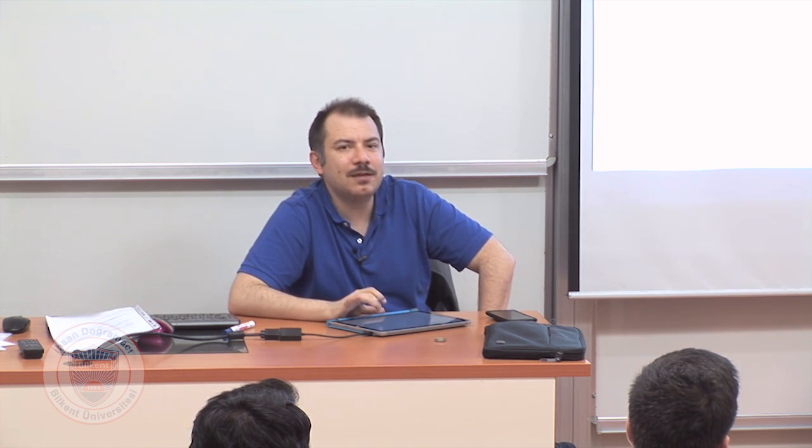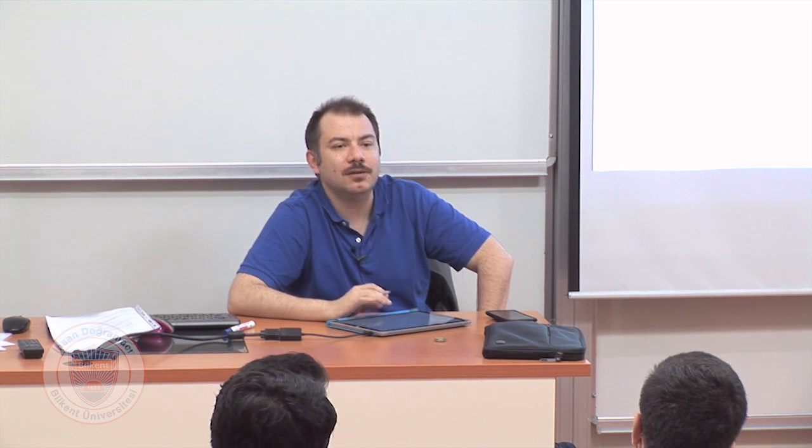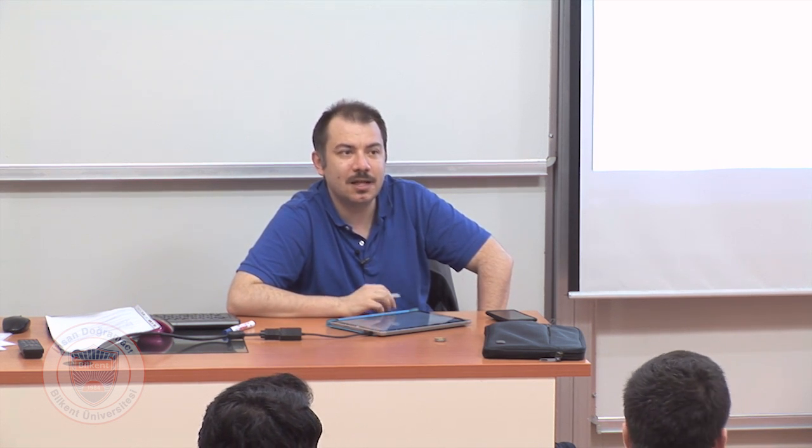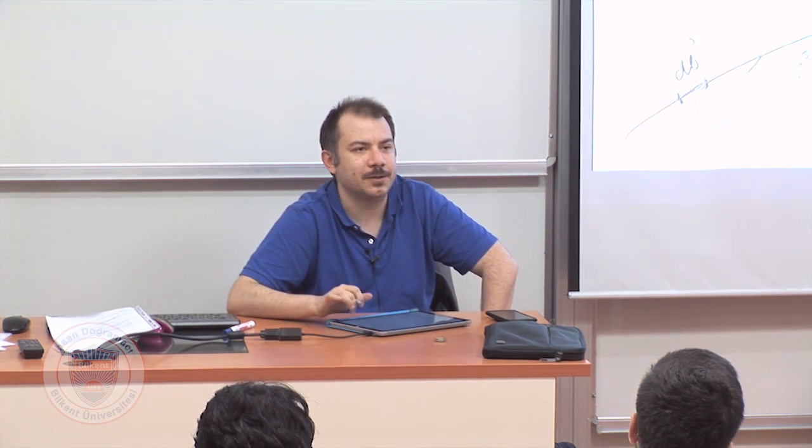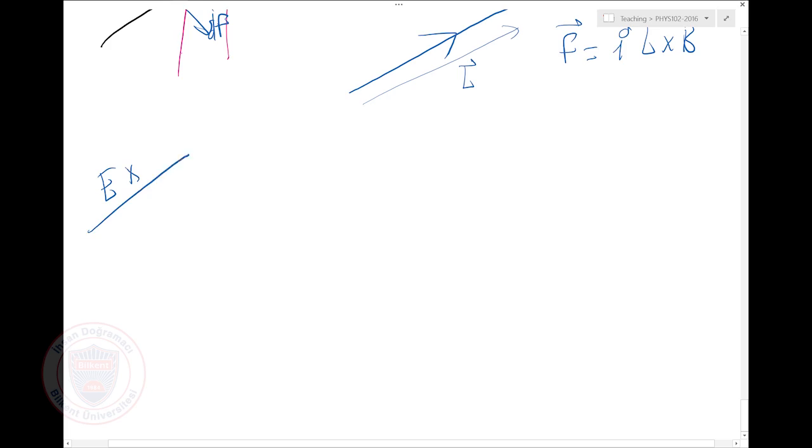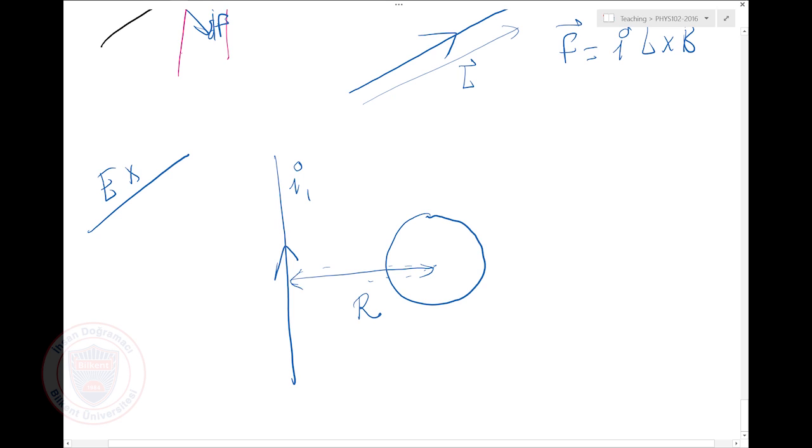Now, one type of problem that we have not maybe spent enough time on in our lectures, but that may come up in the exam, is combining the knowledge of these two chapters. Okay? For example, here's a straight wire, and here's another circular wire. This is carrying current I1. The distance from the wire to the center of the circle is R.